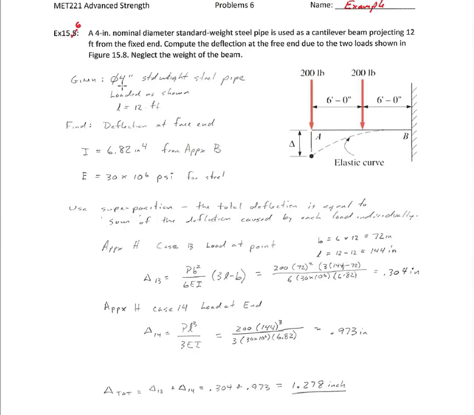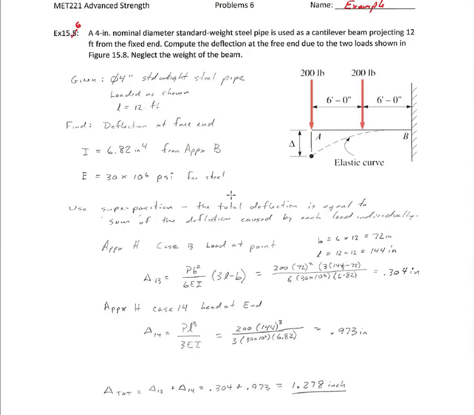Okay, so given a 4-inch diameter standard weight steel pipe loaded as shown, L equals 12 feet, find the deflection at the free end. You're going to need I, and you're going to need E for all of these problems. So the first thing I'm going to do is go into Appendix B and look up a 4-inch standard weight steel pipe, and I'm going to find that the moment of inertia is 6.82 inches to the fourth. And again, our E is 30 times 10 to the 6 psi for steel.